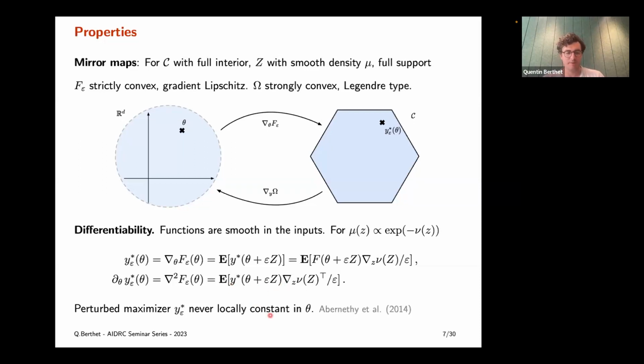And in practice, this means also that your perturbed maximizer is never locally constant in theta. So you never have a gradient that's equal to 0. The other nice thing is that it's possible for given optimizers y star to implement automatically in your favorite library, so PyTorch, JAX, whatever, these automatic gradients. So you can have these sorts of y epsilon star blocks in your code that automatically compute their gradients.